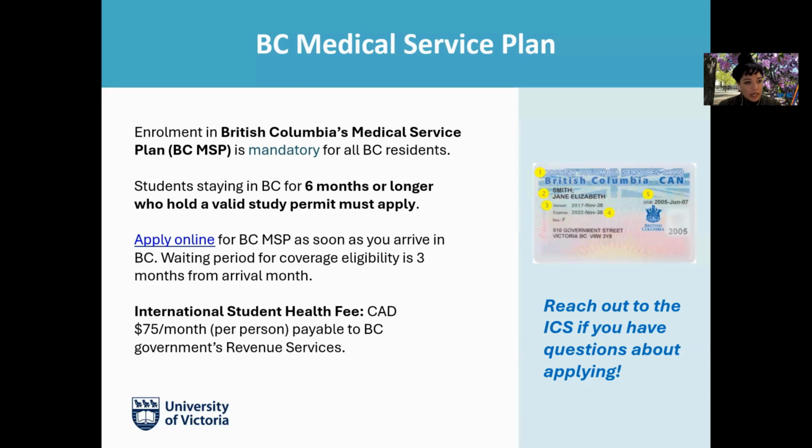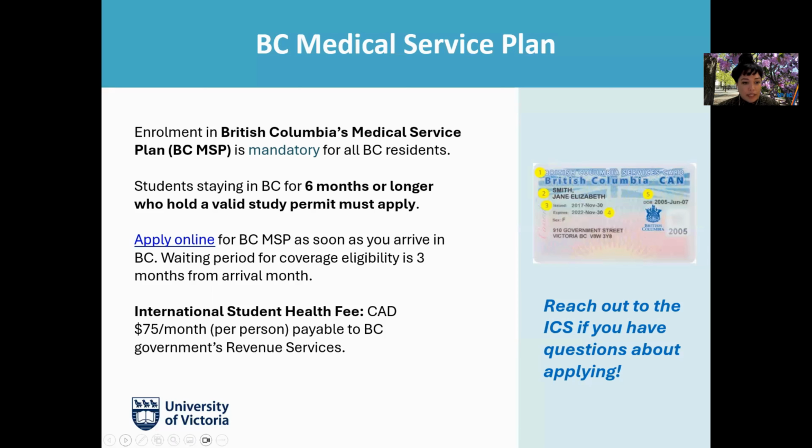For students that are eligible, you will apply. You can do this either online or in person. We do often recommend applying online as it's just very quick, very easy. All you need in order to apply is your study permit as well as a residential address. And you do need to wait until you've arrived in British Columbia to apply. Unfortunately, you're not able to do it before arriving in BC.